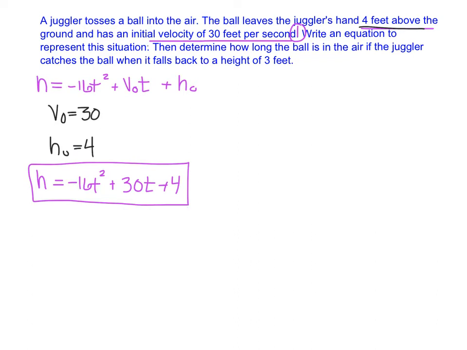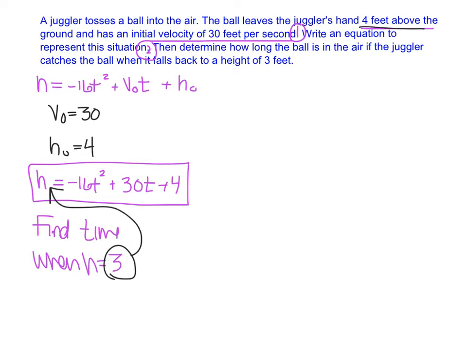Now that we have an equation, let's look at part 2. This says, then determine how long the ball is in the air if the juggler catches the ball when it falls back to a height of 3 feet. So what we're trying to find is the time when h is equal to 3. We're going to take this value of 3 and substitute it in here for h. If we rewrite this, we have 3 equals negative 16t squared plus 30t plus 4. And this is the quadratic equation that I need to solve.